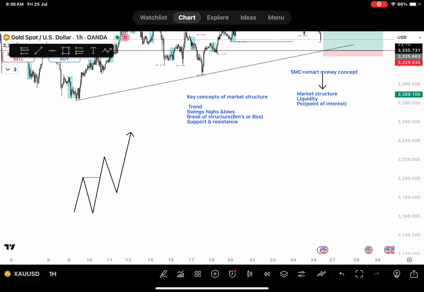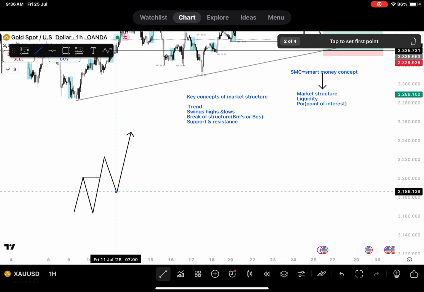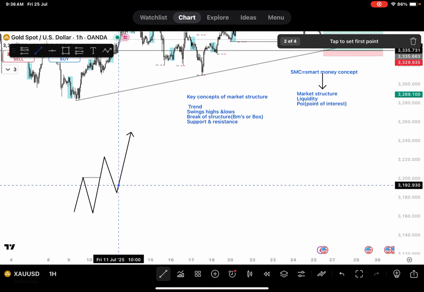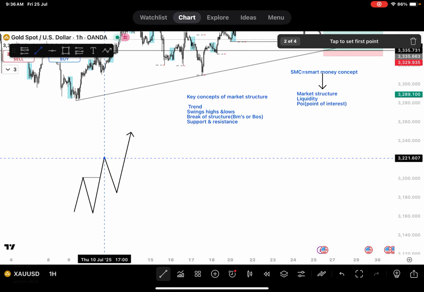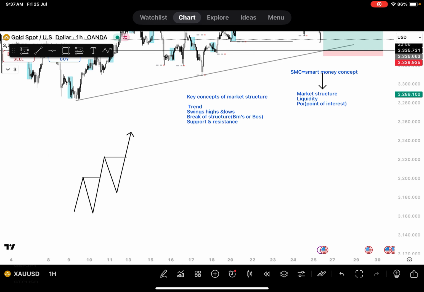Now, if you look at this one, the market went up here, created another higher high, created a higher low, right? The market still went up again, broke this higher high that was here, the previous one that was created. This is what we mean by a break of market structure. You understand? That is basically what it is, right?